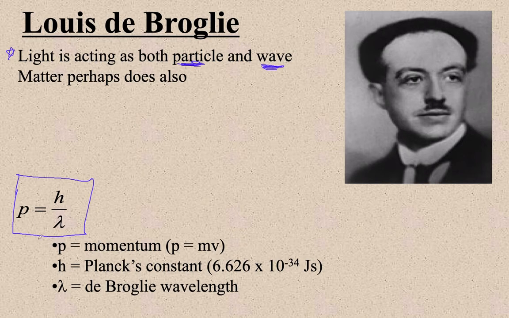But just calculating this stuff is fairly mundane. This is momentum, so that's just mv. This is Planck's constant. That's the wavelength, the de Broglie wavelength.